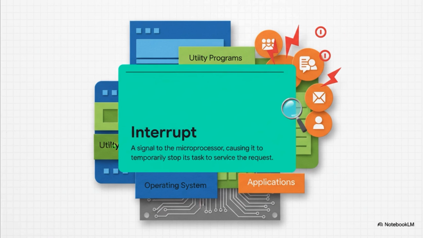An interrupt is basically a little tap on the shoulder for the main processor. It's a signal that says, hey, I need your attention for just a split second. The processor pauses whatever it's doing, deals with that request, and then immediately goes right back to its original task.